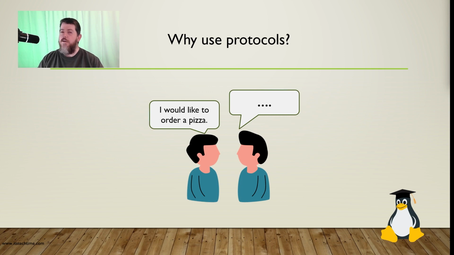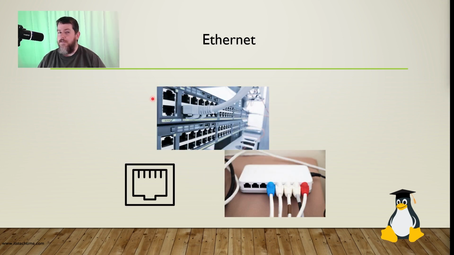So let's say you were trying to order a pepperoni pizza, but you were speaking English and the guy you were ordering from didn't understand English. You wouldn't be able to communicate with each other. For Ethernet, you're typically going to see what is called an RJ45 connection, as you see displayed in this switch or in this home router.